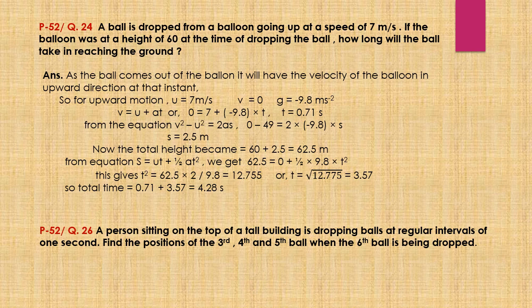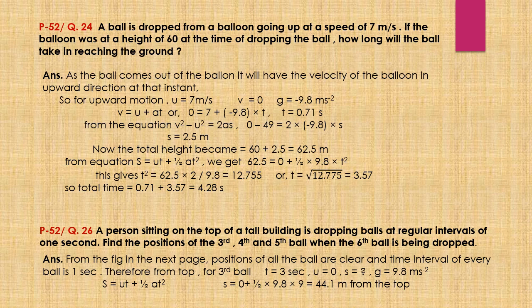Another question we have, page number 52, question number 26. A person sitting on the top of a tall building is dropping balls at regular interval of time, that is 1 second. Find the position of third, fourth and fifth ball when the sixth ball is being dropped. From the figure on the next page, position of all the balls are clear and the time interval of every ball is 1 second. Therefore from the top, for third ball, t is equal to 3 seconds, u is equal to 0, we need to find s, and g is equal to 9.8 meter per second square. s is equal to ut plus half at square. s is equal to 0 plus half into 9.8 into 9, that is equal to 44.1 meter from the top.